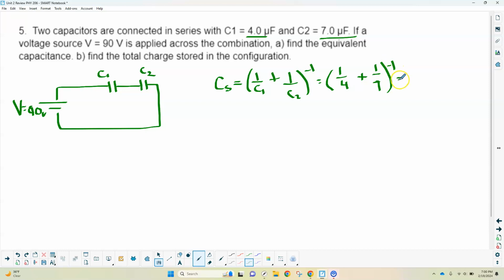If you put that in your calculator, this turns out to be like 2.55. When capacitors are in series, you are essentially separating the 2 plates more, so that distance got bigger. If the distance gets bigger, the capacitance gets smaller. That was our relationship. So 2.55 is less than 4 and less than 7, so it's a smaller total capacitance overall.